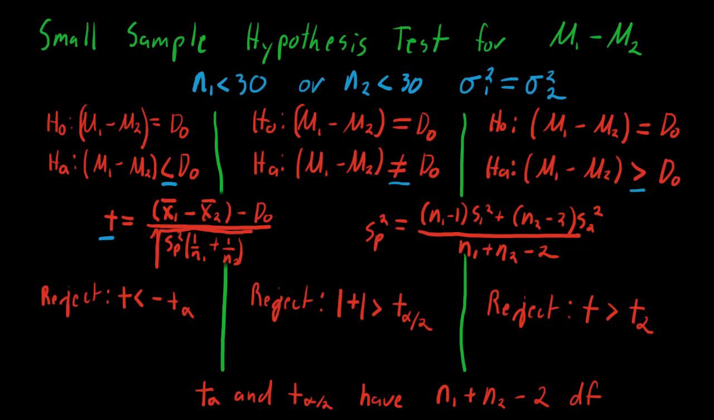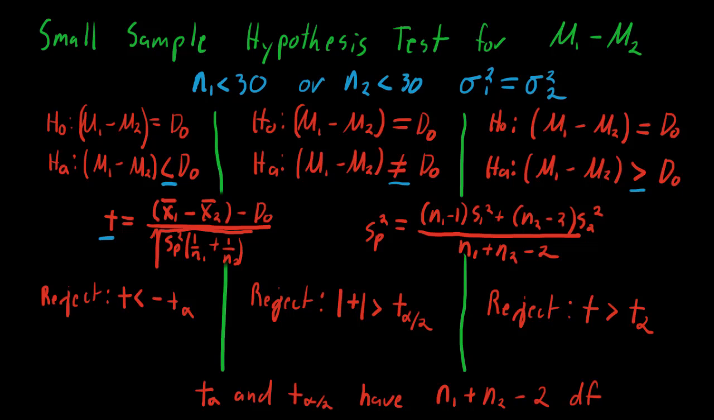And we use the same formula here for sp squared as we did for our confidence intervals, and that is n1 minus 1 times s1 squared plus n2 minus 1 times s2 squared, and all of that divided by n1 plus n2 minus 2.